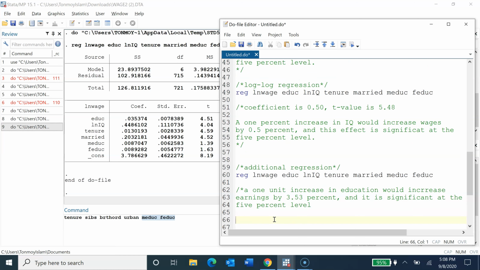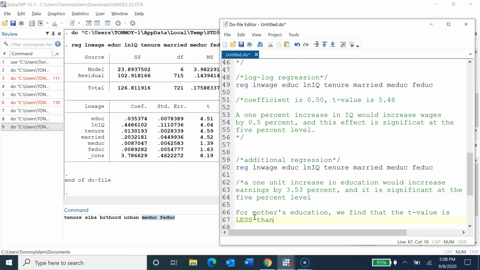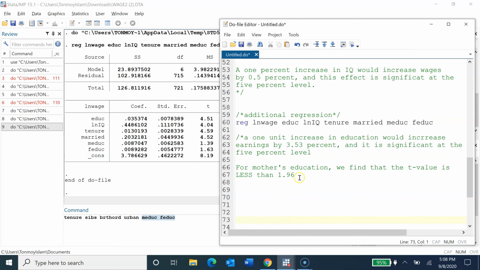Now let's look at mother's education. If you look at mother's education, well, the coefficient is 0.08, but the t-value is 1.39. For mother's education, we find that the t-value is less than 1.96 in magnitude. So since it's less than 1.96, we will say that the coefficient is no different from 0.